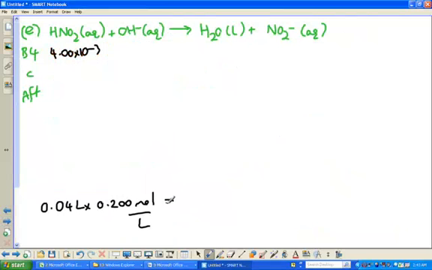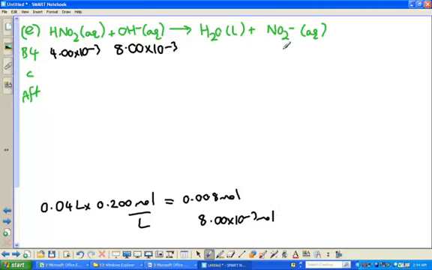And what this actually gives us is 0.008 moles, or 8 times 10 to the negative 3. Alright, so this is 8.00 times 10 to the negative 3, and that is 0, same as before. Now here's the thing that's different.